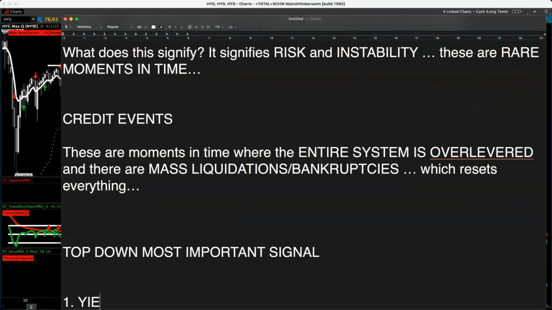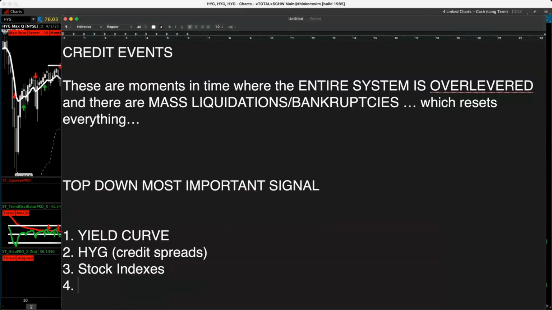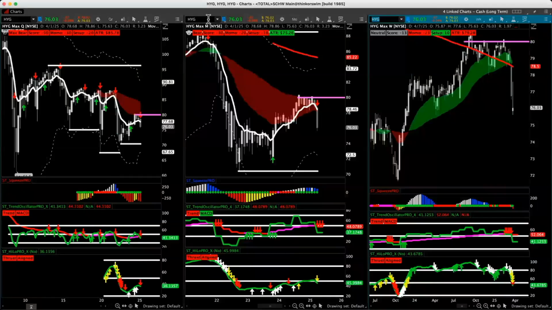Number one, yield curve. Number two, frankly, I would actually put HYG here. Credit spreads. Three, stock indexes. Four, volatility. Okay. And so notice how all of these, as we go through this, every one of these signals is telling us the same exact thing. Let's go one step further, just because we can.